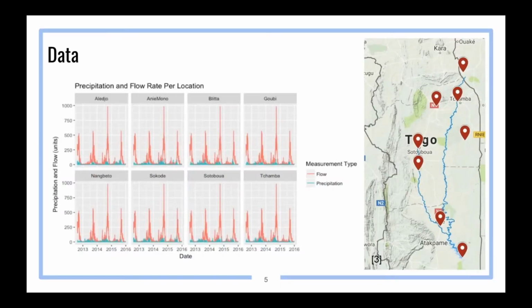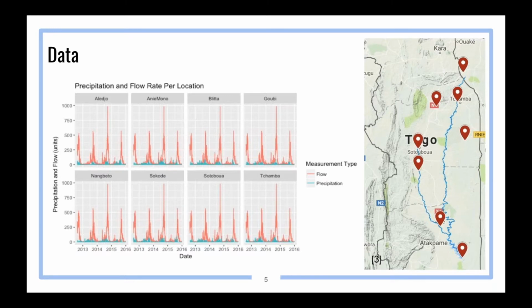The data that we were provided with was volunteer-collected precipitation measurements from the 8 locations shown on the map on the right. These are all along the Mono River in Togo. We also had a flow rate measurement from the Nangbeto Dam, which is the southernmost point on that map. Each of these sets of measurements was recorded from August 13th, 2012 to December 31st, 2015.